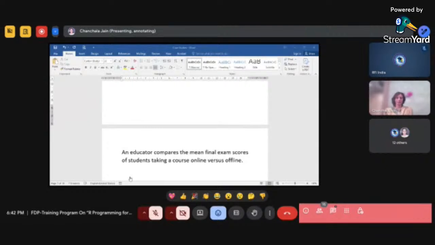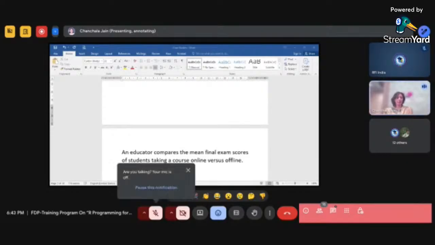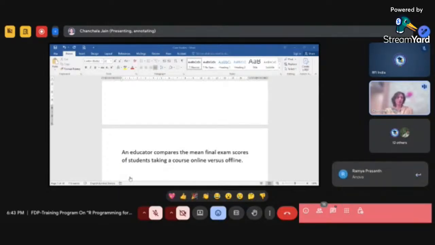Ma'am, here scores are numeric values, while online versus offline are categorical values. And if we are taking means, I think ANOVA, one-way ANOVA. Okay. Fine. What about Ramya ma'am and Ranjita ma'am? Ramya ma'am is also saying ANOVA. Fine. Ranjita ma'am, your opinion? Anything you want to say?